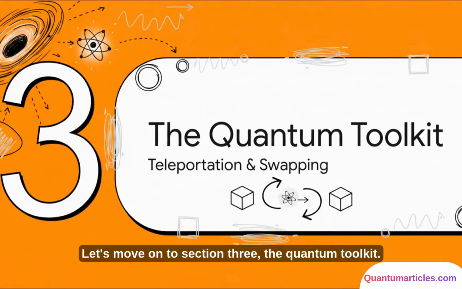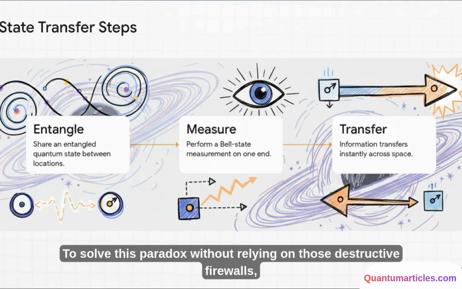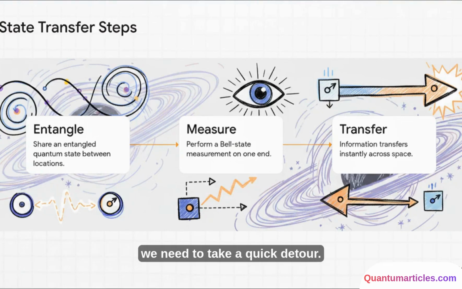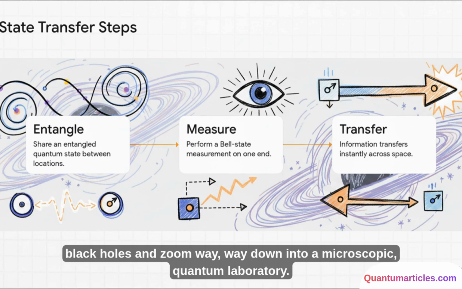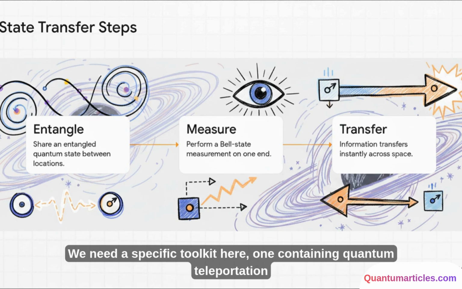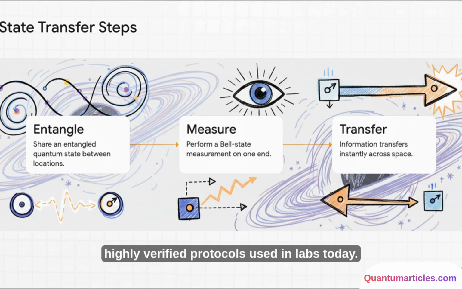Let's move on to section 3, the quantum toolkit. To solve this paradox, without relying on those destructive firewalls, we need to take a quick detour. We're going to step away from massive, galaxy-sized black holes and zoom way, way down into a microscopic quantum laboratory. We need a specific toolkit here, one containing quantum teleportation and entanglement swapping. Now, I know that sounds like science fiction, but these are real, highly verified protocols used in labs today.